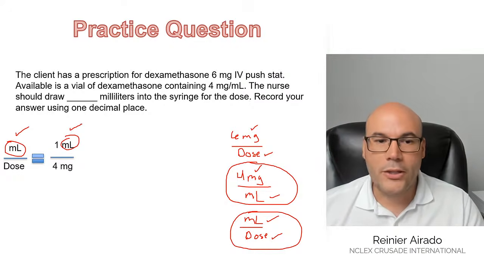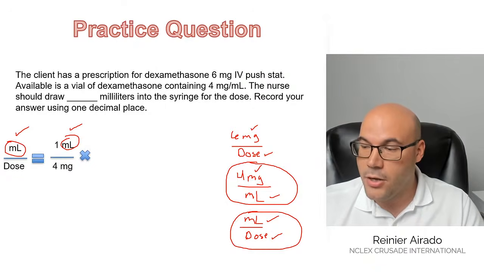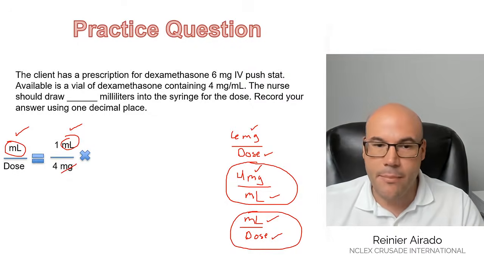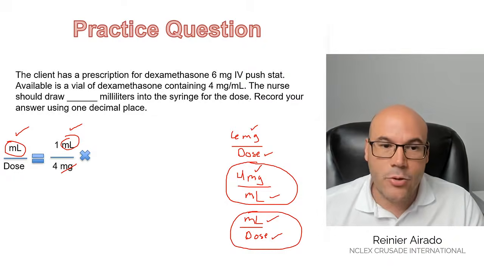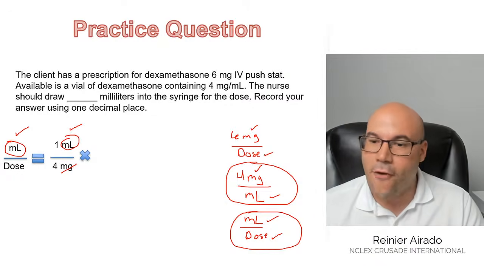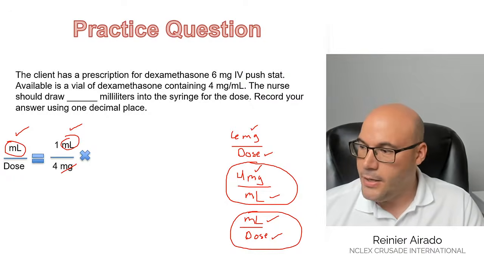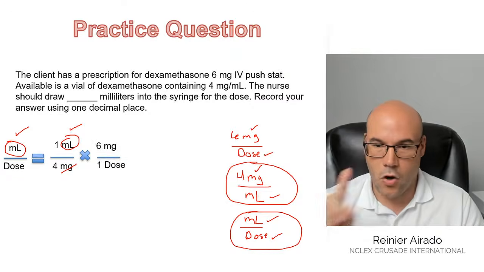Now, what do I have to do? I have to put my other fraction, but I have to cancel milligrams. Why do I want to cancel milligrams and not milliliters? Because you need milliliters for your answer. I need to cancel milligrams. How do I cancel milligrams? On my next fraction, I need to have milligrams in the numerator. So, what is the next fraction? 6 milligrams over dose, over 1 dose.